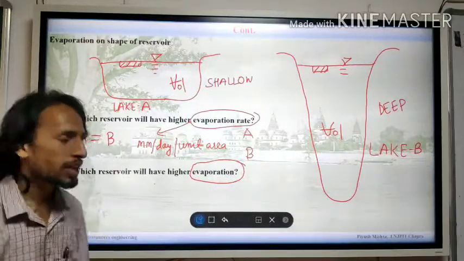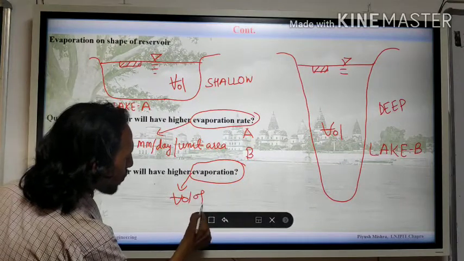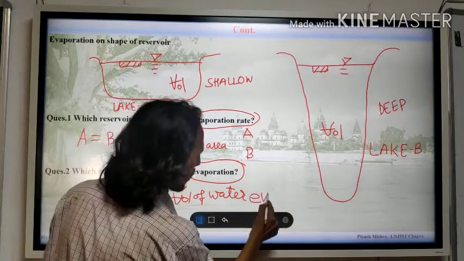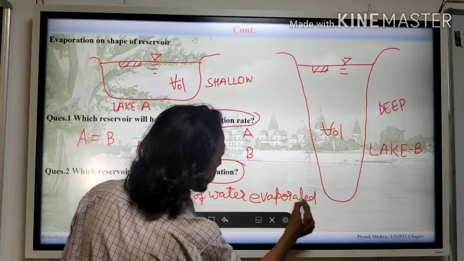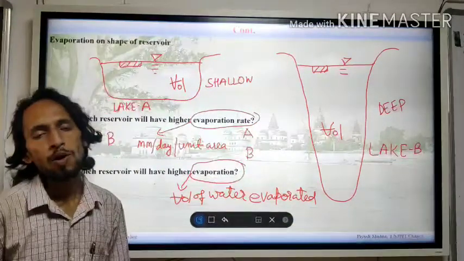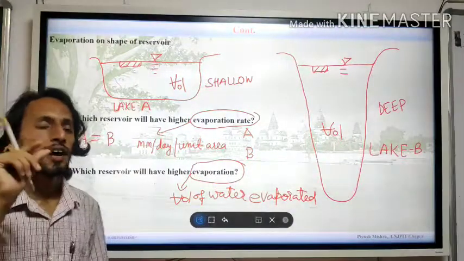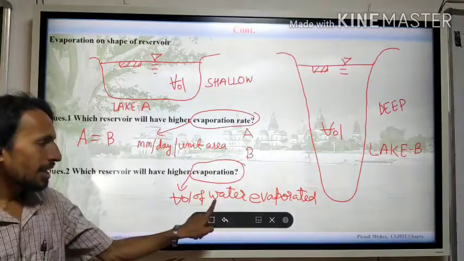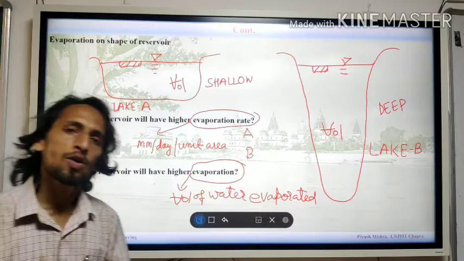So by evaporation I mean volume of water evaporated. How much volume of water is evaporated? Here I was talking with reference to unit area. Here I am free of unit area. I am talking about the whole area, whatever area these lakes have.